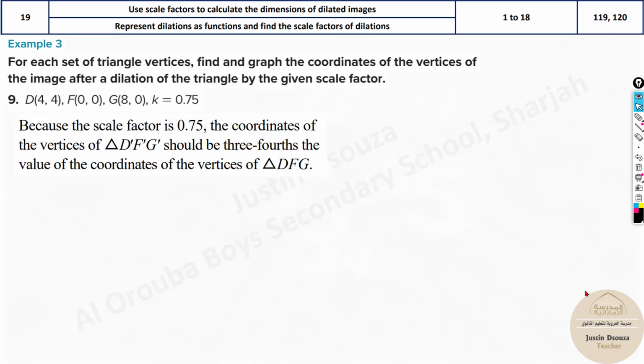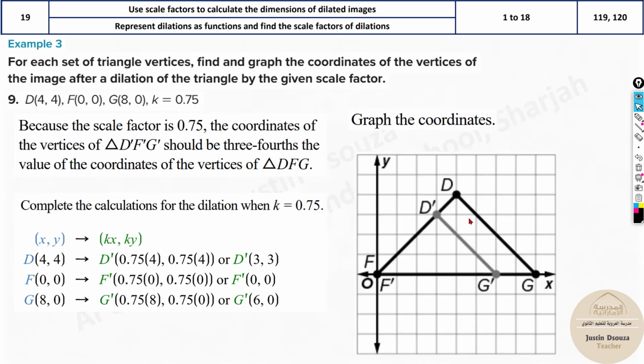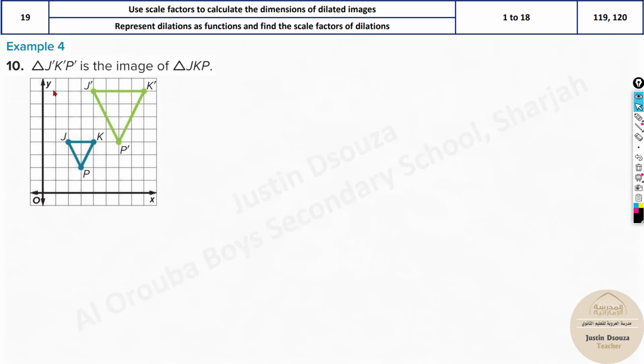And what do we have over here? Again, it's multiplying by 0.75. It's a reduction. Same concept. There's nothing different over here. They are very simple, same one. Now we go on to the new type of problems.